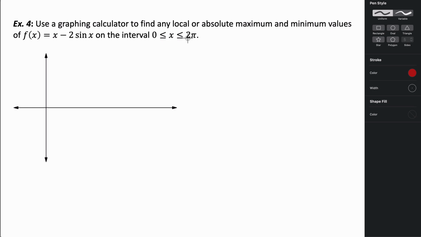Again, because it's a closed interval, that tells us we can use the extreme value theorem. I know that f is going to be continuous, because I know sine is continuous, and I know that x is continuous, so that difference is going to be continuous as well. So let's go ahead and jump into our calculator to take a look at how to solve this question.